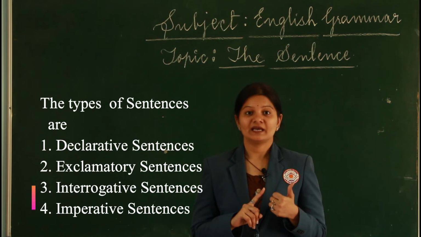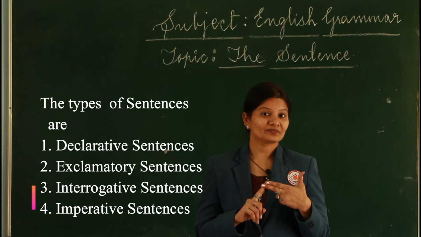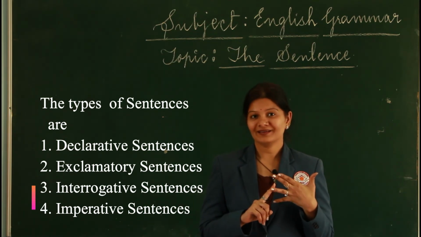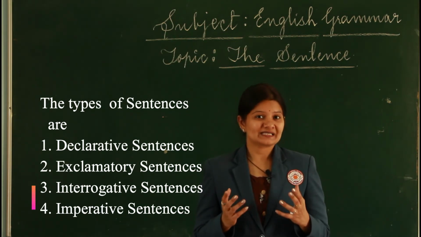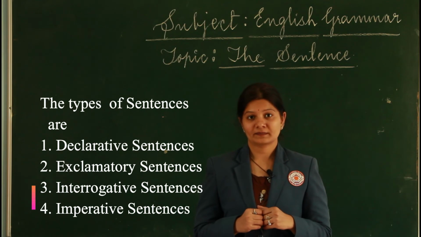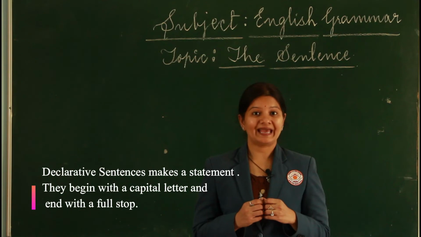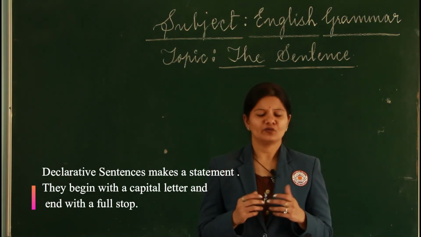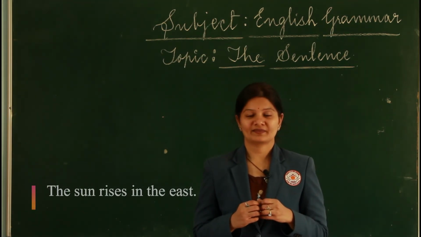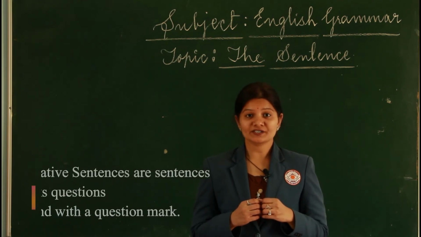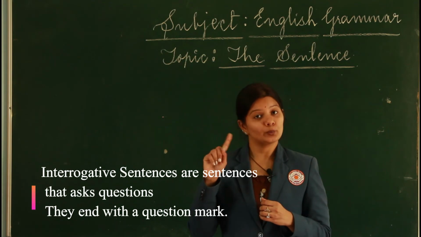So first one, declarative. Second one, interrogative. Third one, exclamatory. Fourth one, imperative. Can you think of examples of these kinds of sentences? Declarative simply makes a statement and it ends with a full stop. For example, the sun rises in the east. What about interrogative? It simply asks a question and ends with a question mark.